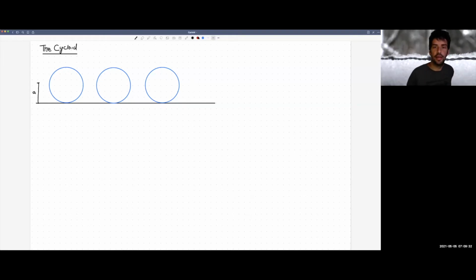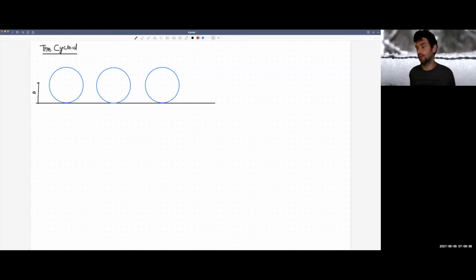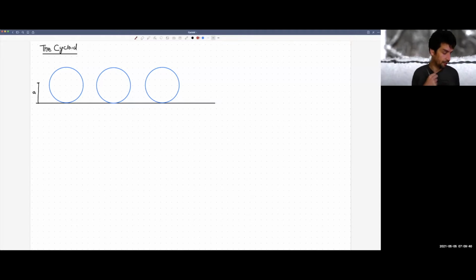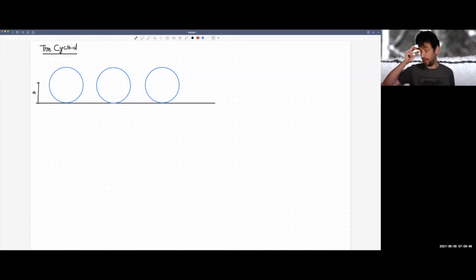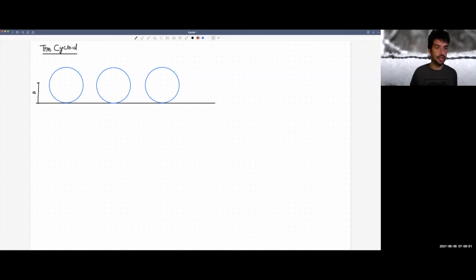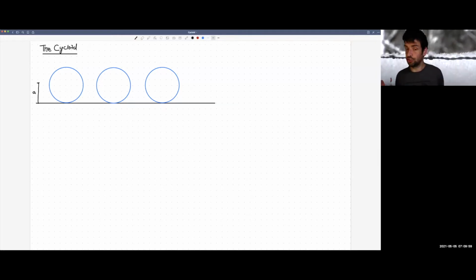Hey everybody. So I got a couple of questions about the cycloid from the parametric equations material, and so I wanted to go through a little bit of how that's derived. I also just want to point out that while the cycloid is important, there are plenty of applications and interesting things about this. It's not particularly important to us. It's just a good example, right?